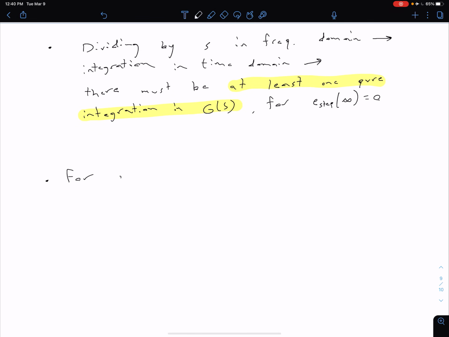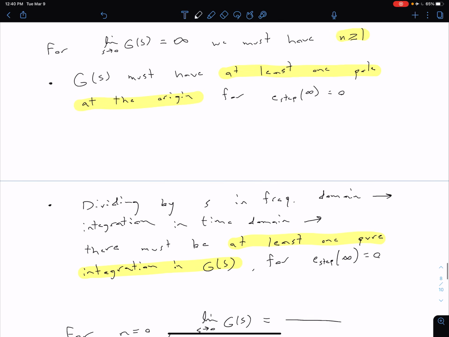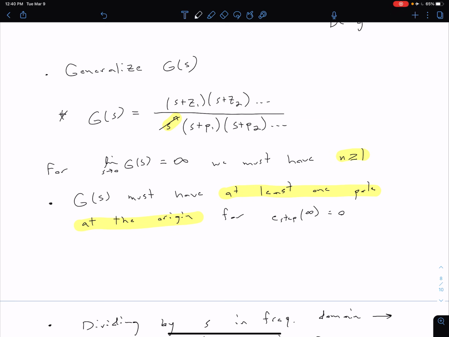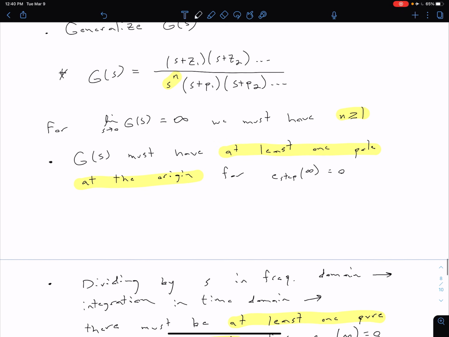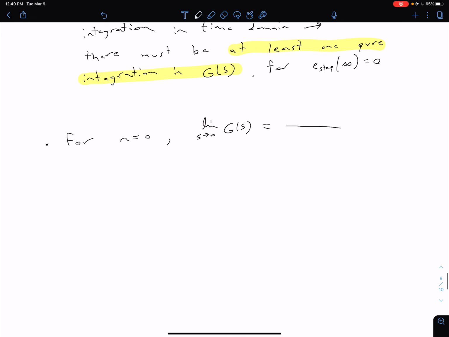So for n equals 0, if we have the limit as s goes to 0 of G of s, we don't have that solely s term in the denominator. Basically this is s to the 0, so that goes away, that's just going to be 1. And as the other s's go to 0, you can see we're going to be left with z1, z2, p1, p2, and so on and so forth. So what we're ultimately left with is just a product of our zeros divided by a product of our poles, p1, p2, and so on. And so for the case of n equals 0, we get that our steady state error for that step response input is going to be some finite number.